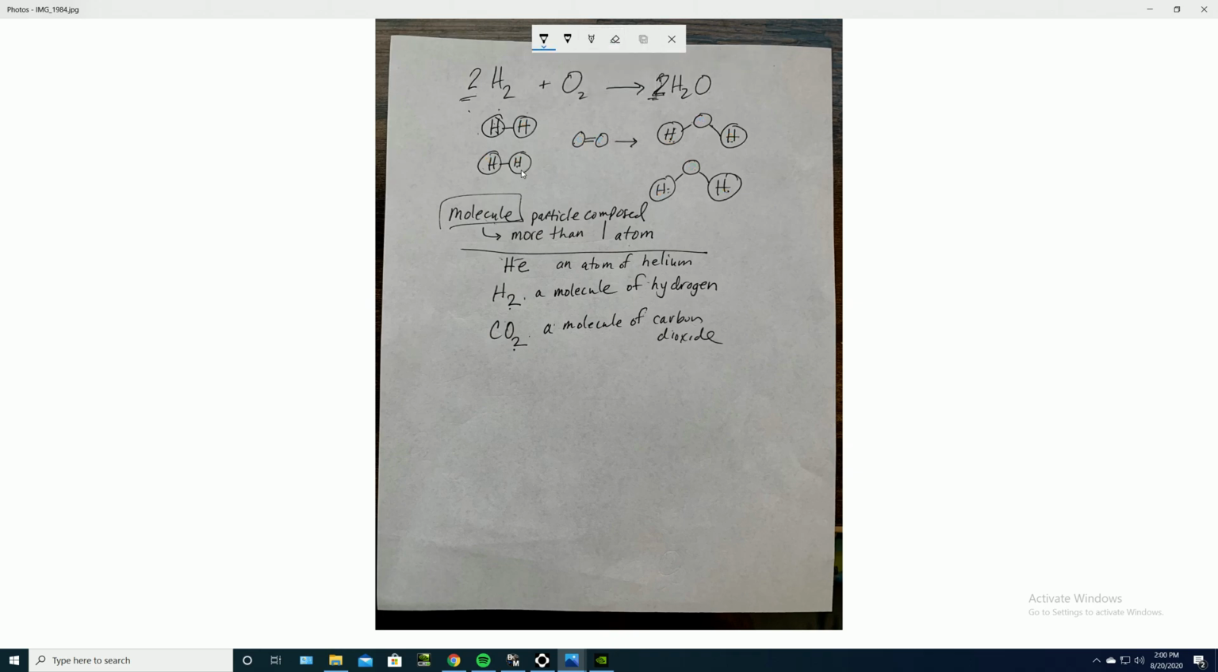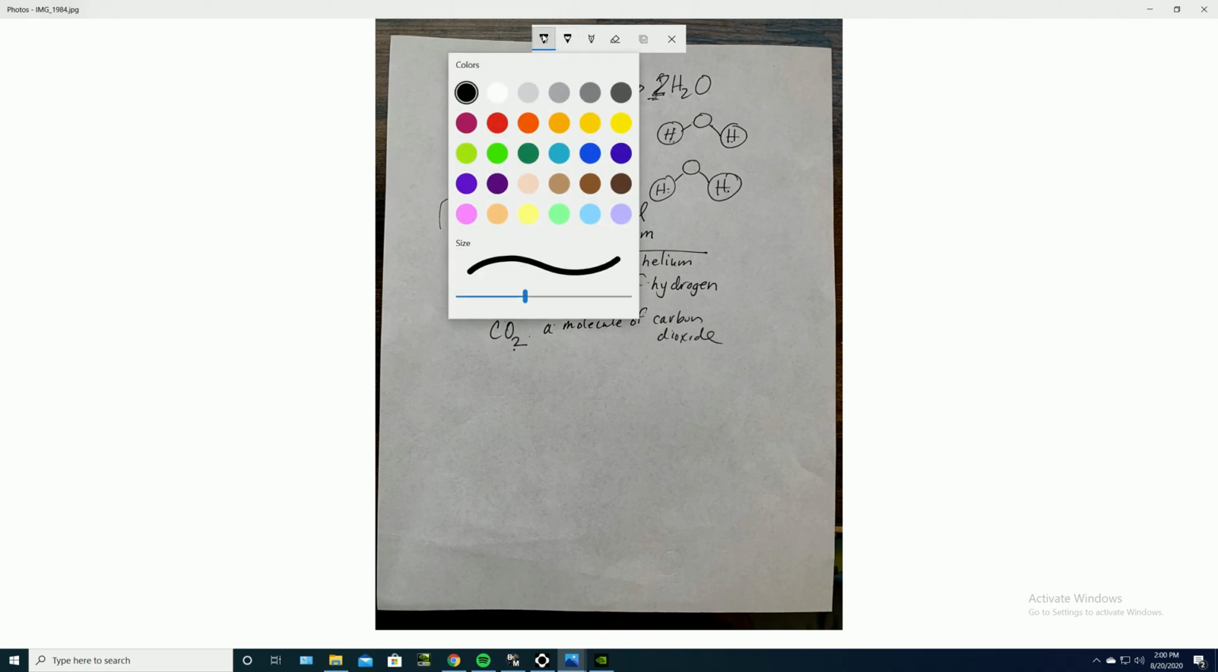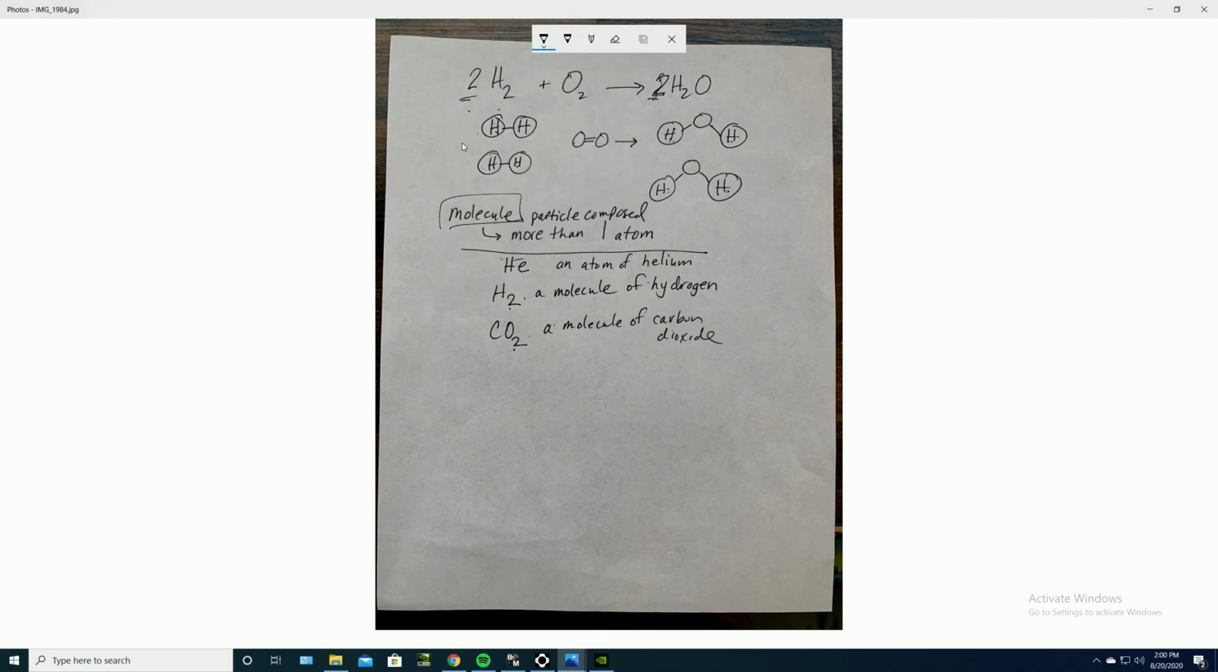Then let's go down here to the very last thing we need to cover for today, which is what a molecule is. A molecule is a particle composed of more than one atom. So, for example, with this definition, everything up here in this chemical equation is a molecule, since it all has more than one atom. If we have helium here, for example, it's only one atom, since it's only helium.